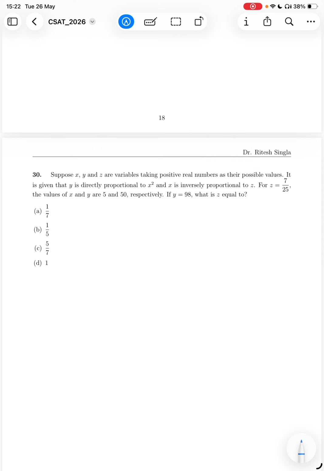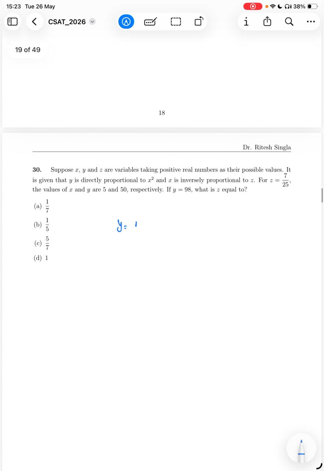Suppose x, y and z are variables taking positive real numbers as their possible values. It is given that y is directly proportional to x square. If you have ever read anything in physics, you must have read this, because you might have read science sometime in your life. When we say directly proportional, we mean to say that y is equal to some constant k1 times x square, where k1 is positive. As you change the x square, your y will change. And x is inversely proportional to z. So basically x is equal to k2 upon z. This is what we mean by inversely proportional.